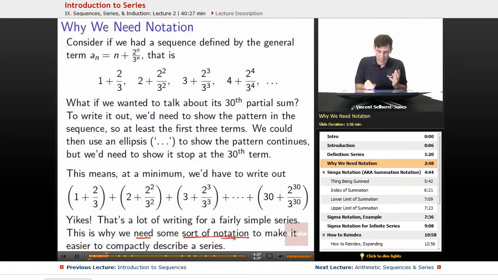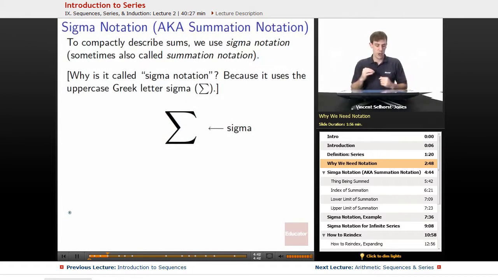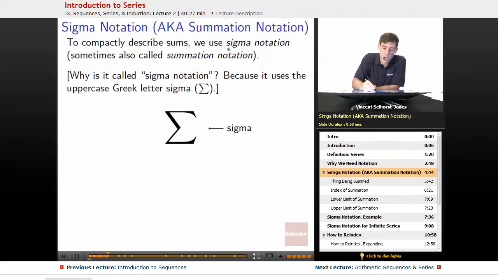We need notation to make it easier to compactly describe a series. We don't have to write out this really, really long thing every time we want to talk about some summation from a sequence. We need some easy way to be able to do it in a short way. Enter sigma notation. To compactly describe sums, we use something called sigma notation, also sometimes called summation notation.